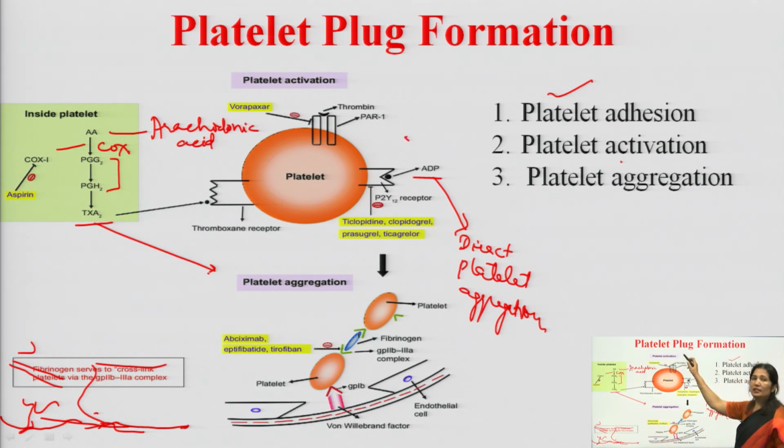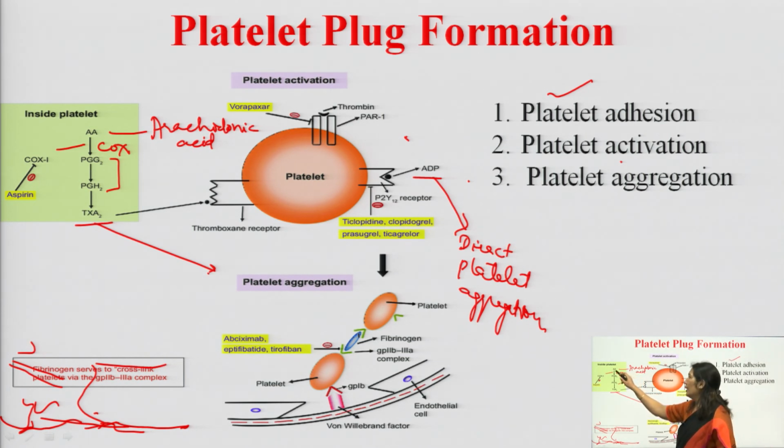At the site of the injury, platelet adhesion occurs, and platelet activation occurs by the generation of arachidonic acid. Arachidonic acid will first cause the release of ADP. ADP is directly responsible for platelet aggregation. Secondly, in the presence of COX, arachidonic acid will convert into PGG2 and PGH2, which are unstable prostaglandins, which will further convert into thromboxane A2.